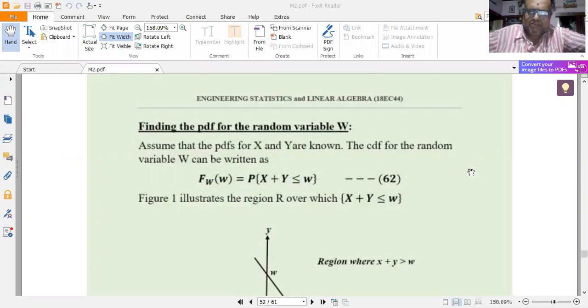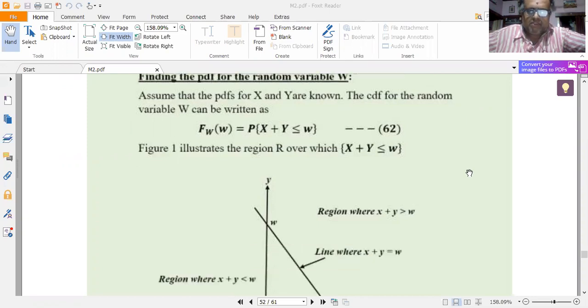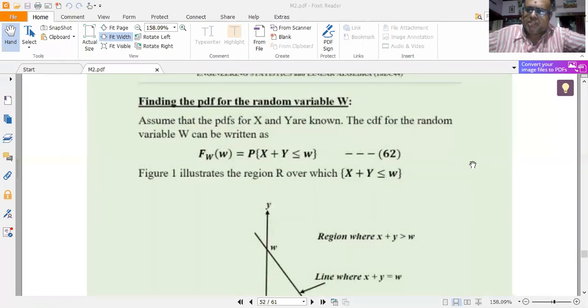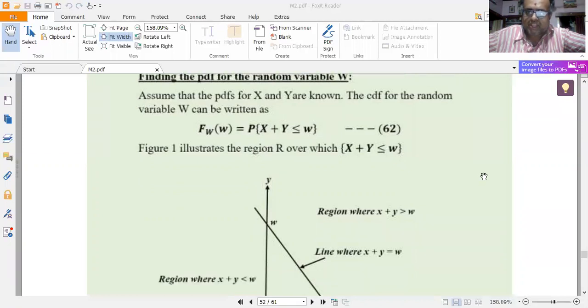So for finding the PDF of the random variable W, we assume that the PDFs of both X and Y are already available to us. That is, we assume that both the PDFs of X and Y are known to us. So the CDF for the random variable capital W can be written as F_W of w, which is the probability of X plus Y less than or equal to w.